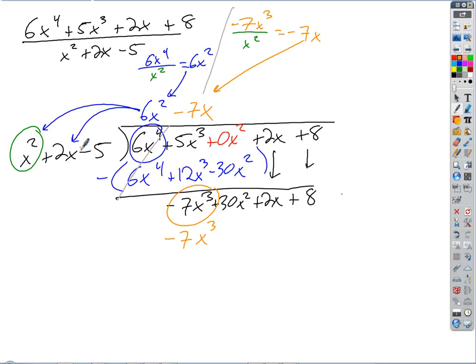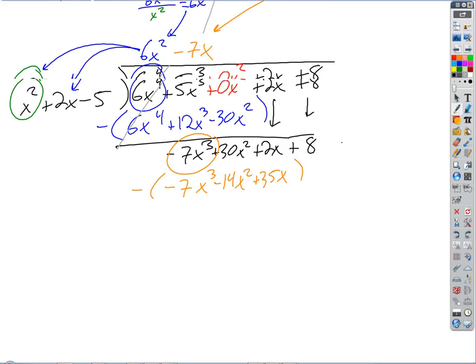Let's distribute to the next one. X times x is going to give me x squareds, right? How many of them? Negative 7 times 2? Negative 14x squareds goes in the x squared column. And finally, negative 7x times negative 5 plus 35x. And then I'm just going to subtract the whole thing and keep going, right?